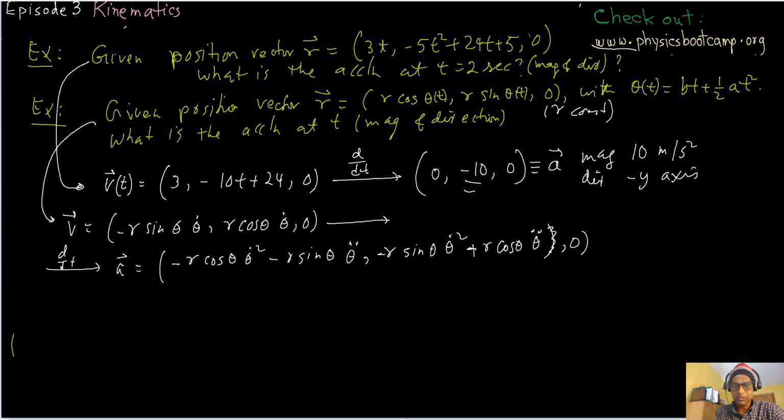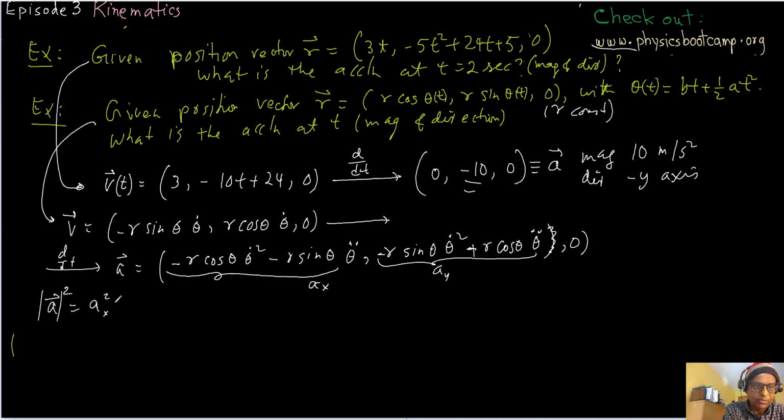I want to get the magnitude, just x and y, so I can get a magnitude and direction. Magnitude means I need to square this. So the magnitude square will be the square of this whole thing plus the square of this whole thing. So this is ax and this is ay, so this will be ax square plus ay square, and I'm going to work it out and write it over here.